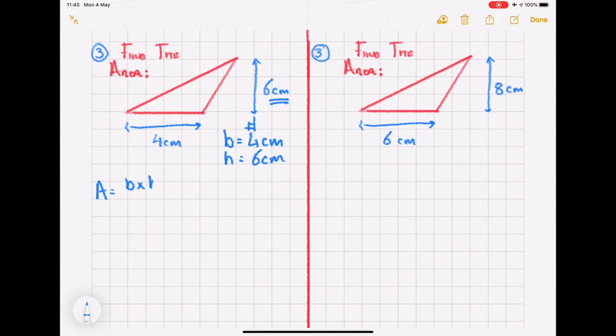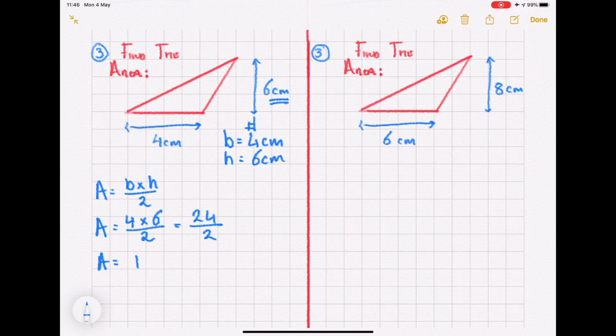So now we have our base and our height. Let's write down our formula for area. So area equals base times by height divided by 2. Let's substitute in our values. So area equals 4 times by 6 divided by 2. Let's do our top multiplication. So 4 times by 6 is 24, and we keep it over 2.